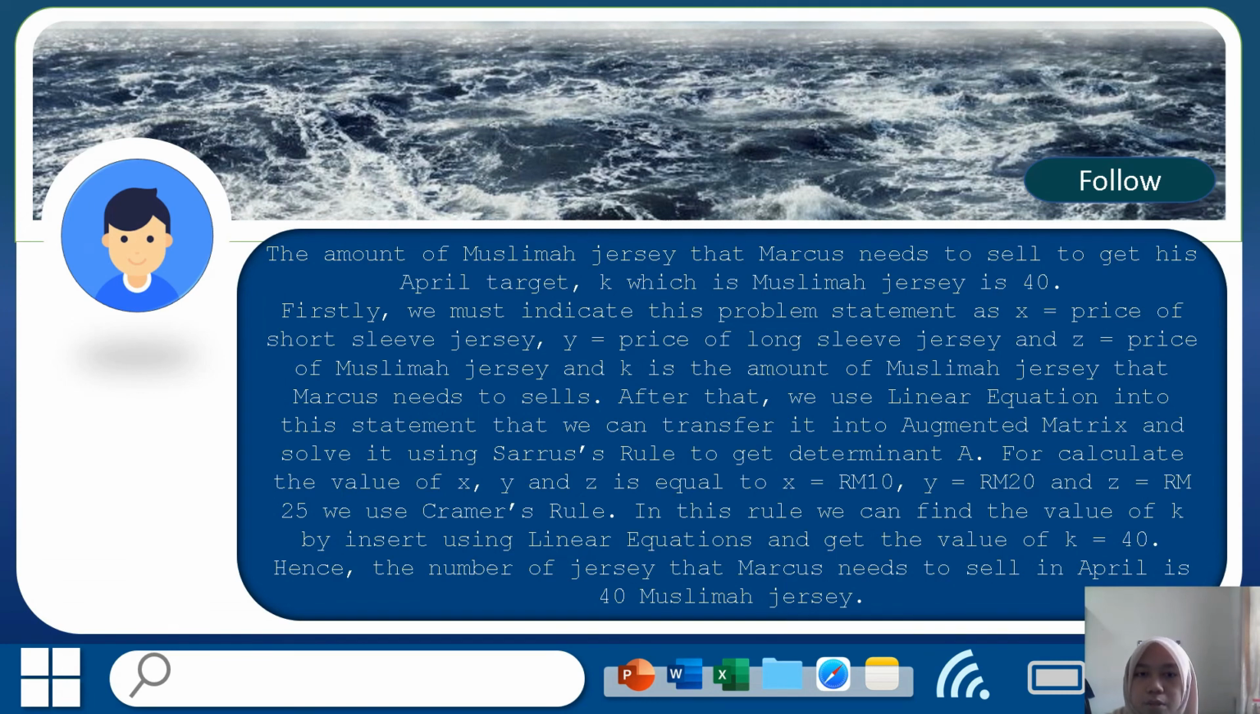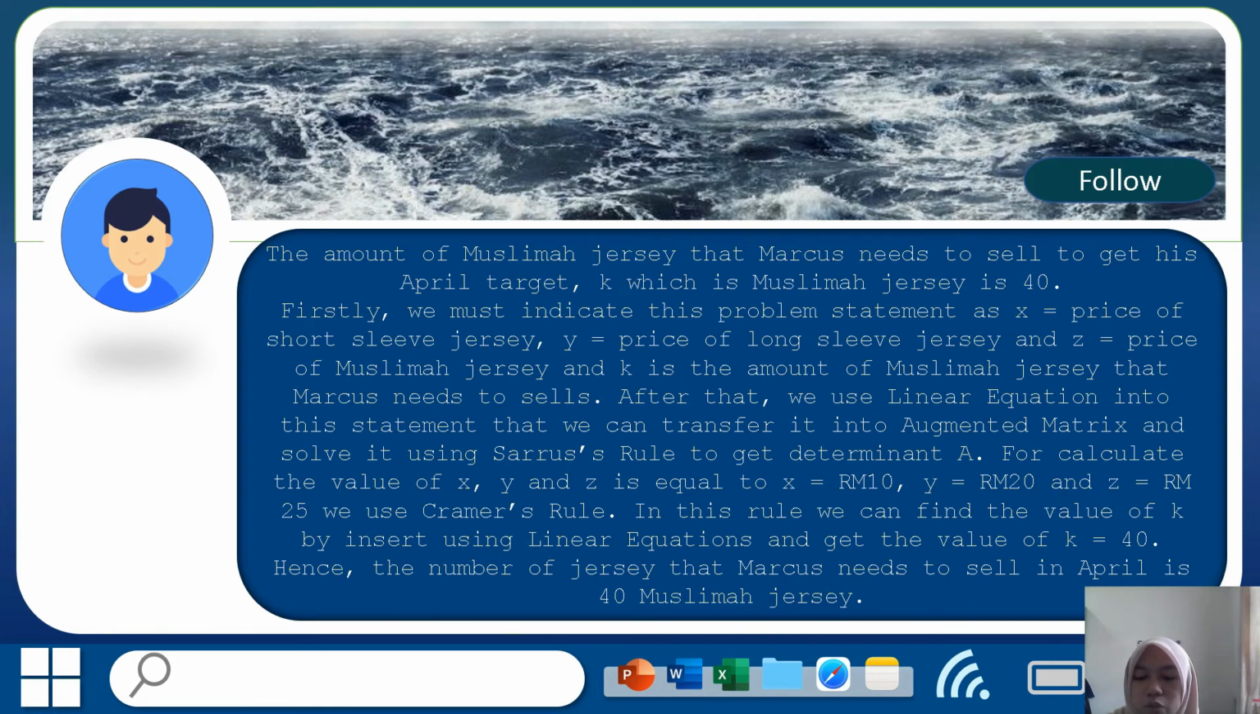So the total amount of Muslimah jersey that Marcus needs to sell to get his April target is 40. Firstly, we must define this problem statement as X equal to price of short sleeve jersey, Y equal to price of long sleeve jersey, and Z equal to price of Muslimah jersey. And K is the amount of Muslimah jersey that Marcus needs to sell.